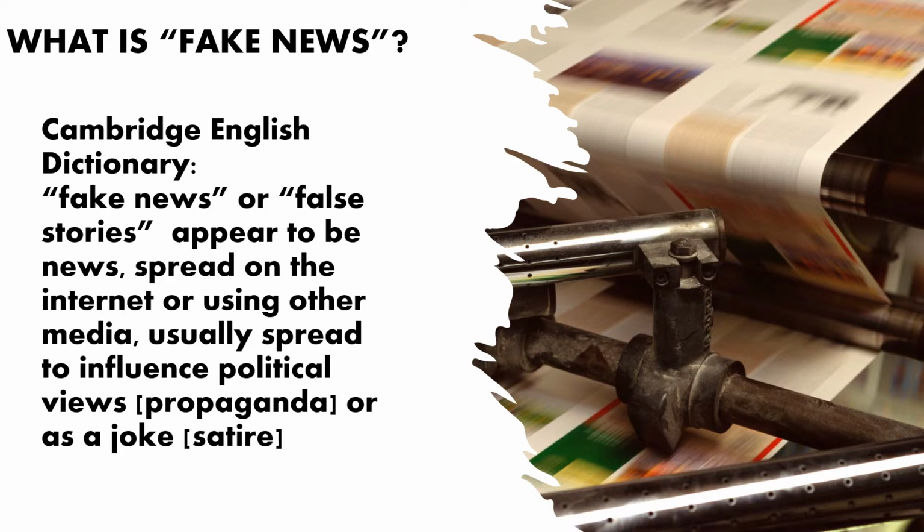The Cambridge English Dictionary defines fake news as stories that have the appearance of news, either because they are designed to look like real news or because the audience misinterprets it as such. These stories spread through all kinds of media, notably the internet, but also television, radio, paper, or even word of mouth. Fake news is usually spread intentionally to influence political opinions, as in the case of propaganda or conspiracy theories, or as a joke, as in the case of satire.